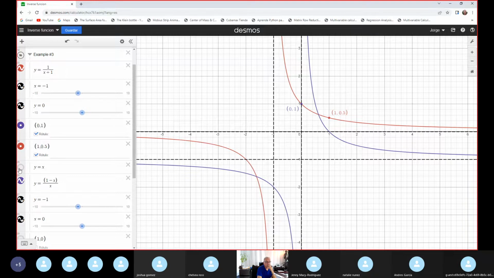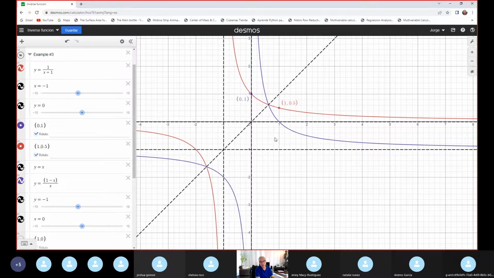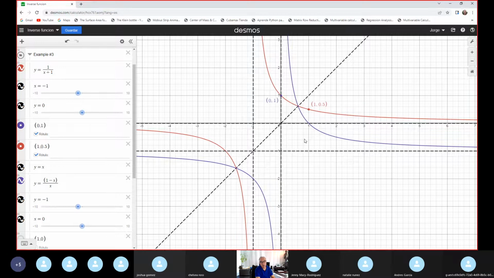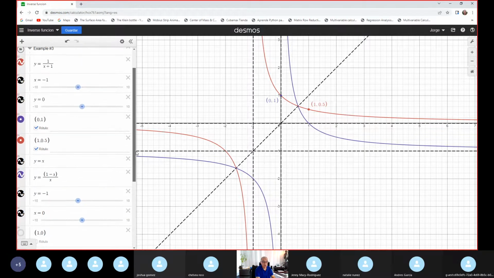Let me try to show you the line y equals x, the identity function, and you see how the red curve and the purple color curve are symmetric with respect to the line y equals x. Let me complement that with a different point. This is super important, because we're using this idea to make the graph easy.